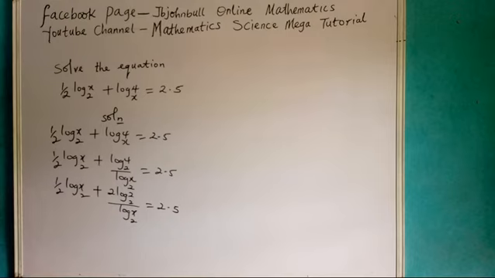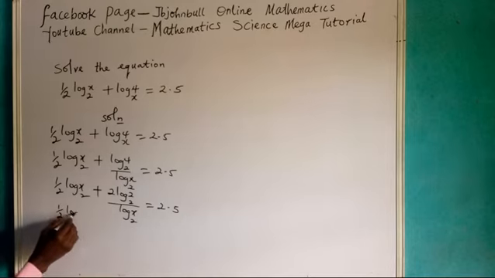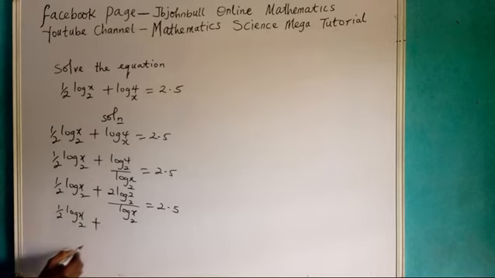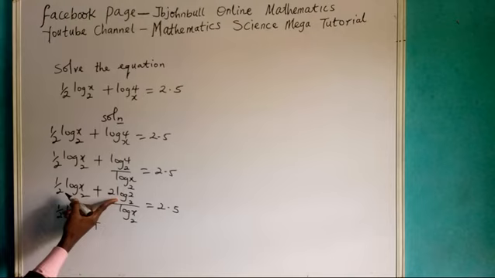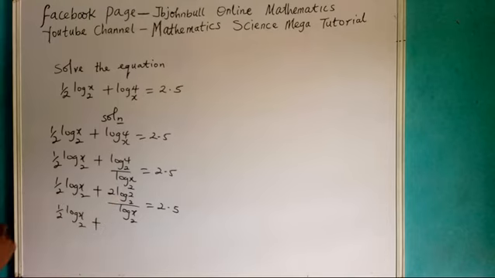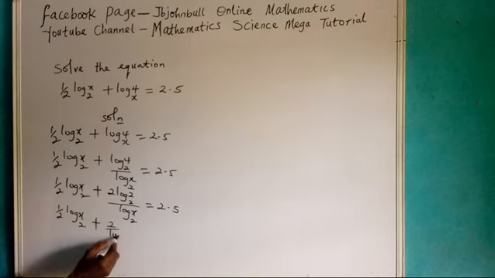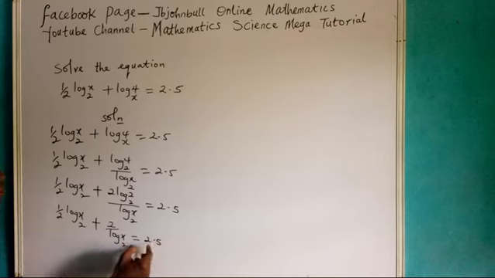Okay, we are still going. For this one, log 2 base 2 will give me 1, times 2 will give me 2. I will still have here 1 over 2 log x base 2 plus... Okay, remember I told you that log 2 base 2 is 1. Therefore, 1 times 2 over log x base 2 equal to 2.5.